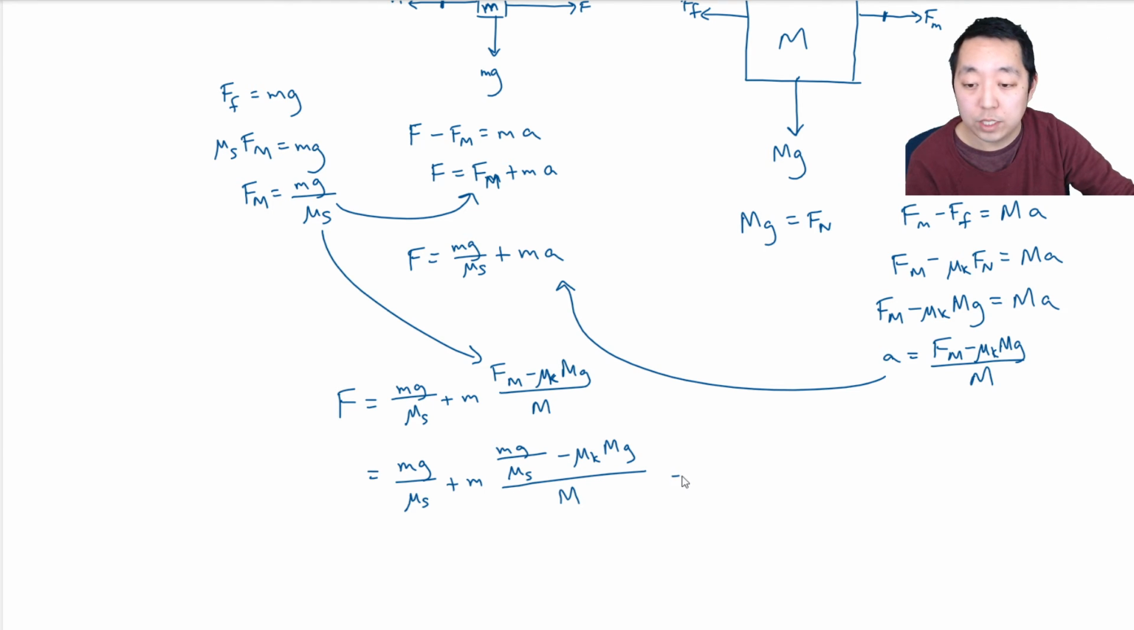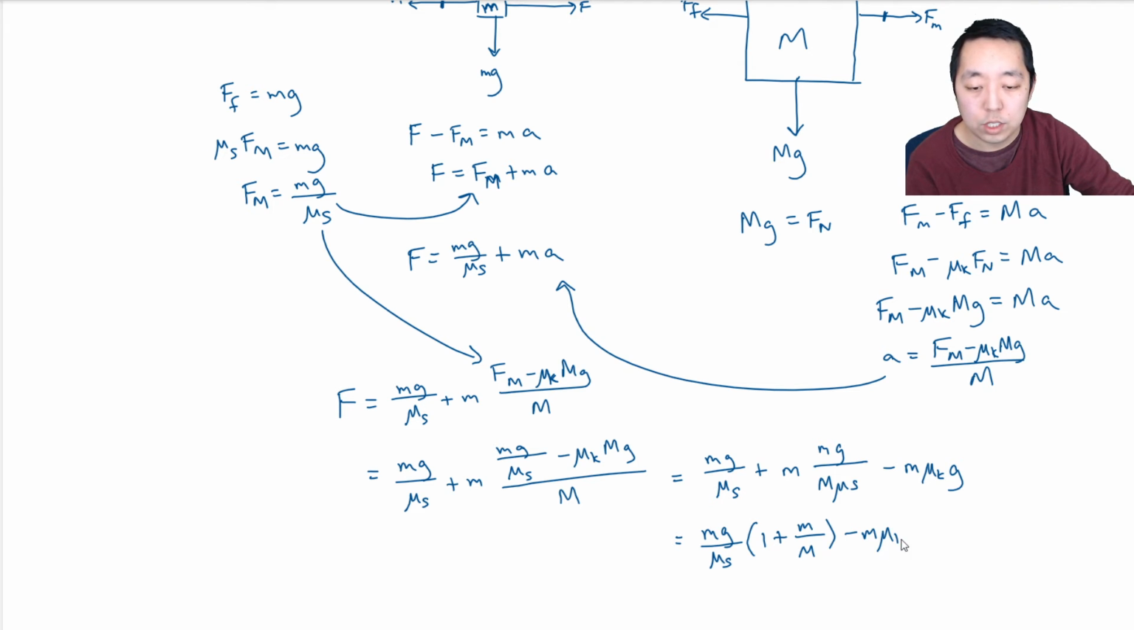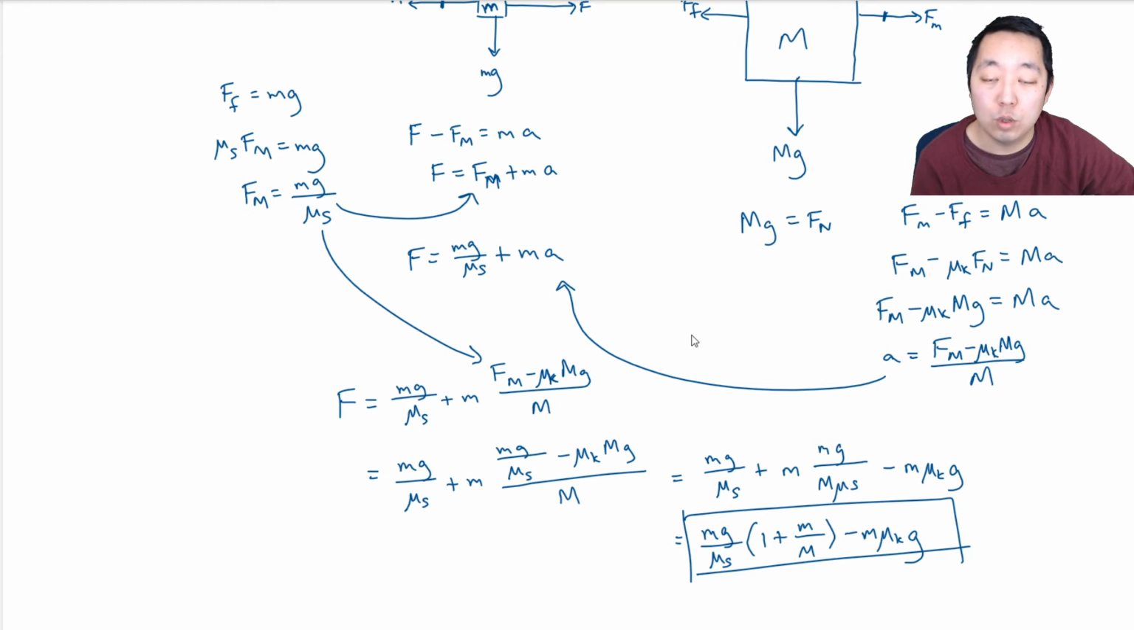And I'll just split this into two fractions. So I'll get mg over mu s plus, dividing out the m, this would be little m times mg over big M mu s minus little m mu k times g. And is there anything to simplify here? I could factor out mg over mu s, and I get 1 plus m over big M minus m mu k g. Okay. All right, so just kind of a lot of free body diagram, not too hard, but definitely a little involved on the algebra to solve for that kind of thing.